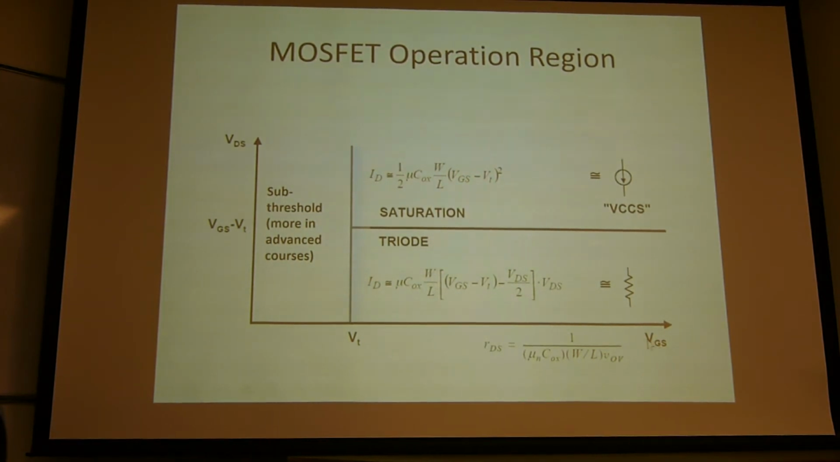And when the VGS is larger than the threshold, then we need to look at this VOV, which is VGS minus VT. This is VOV, the gate overdrive. So we need to compare this VOV with the drain voltage. If the drain voltage is larger than this VOV, then we are in the saturation region. When the drain voltage is smaller, then we are in the triode region.